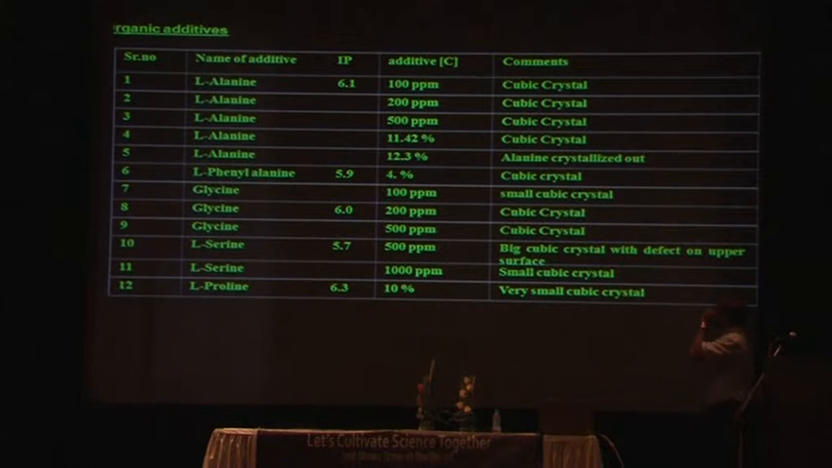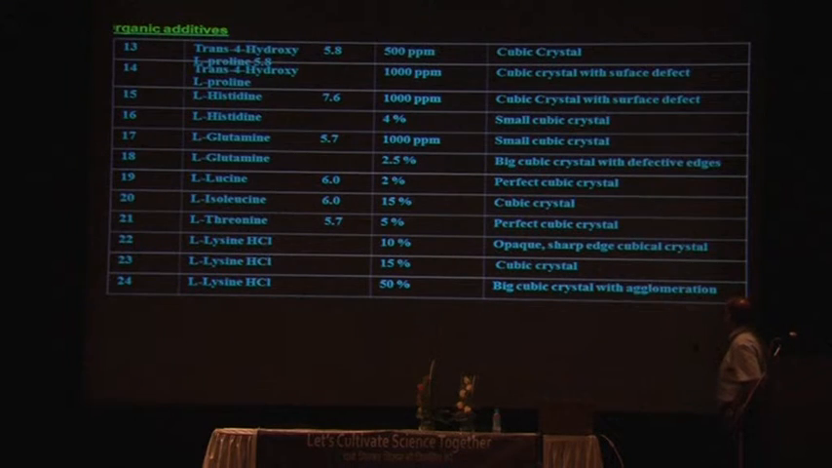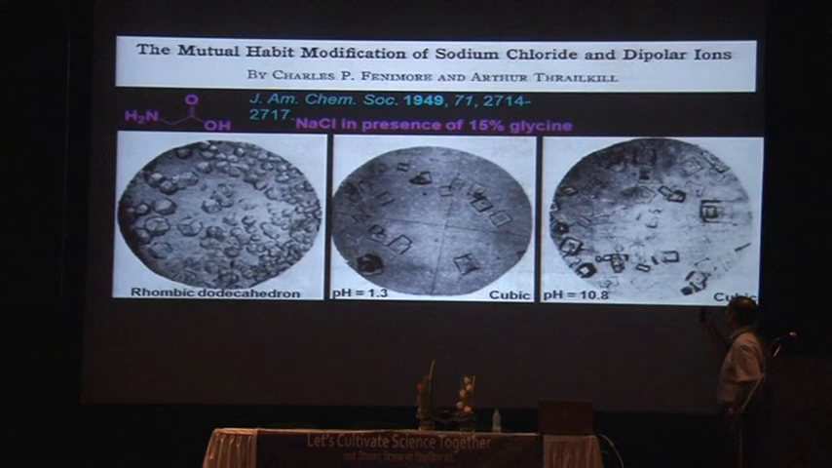Then we started using all kinds of amino acids, because amino acids, as you know, exist in zwitterionic form. So it has a polar plus and minus, sodium chloride also has plus and minus, so we thought some kind of interaction may take place. We did all kinds of studies, and mostly we got cubic crystals, as you can see, with this kind of concentration. There is a long table, I skip it.